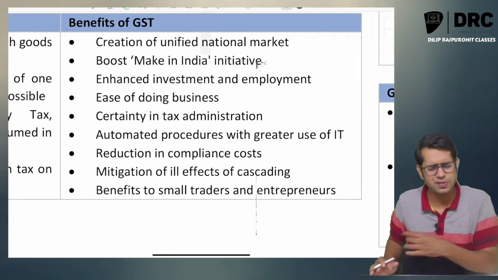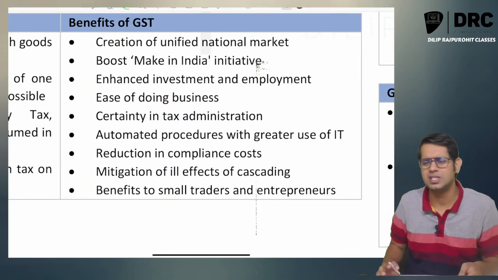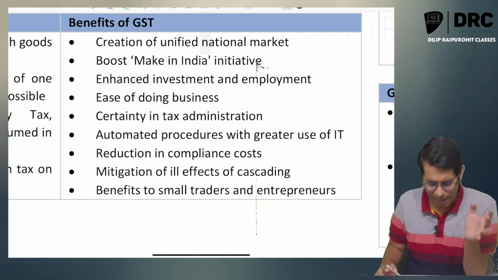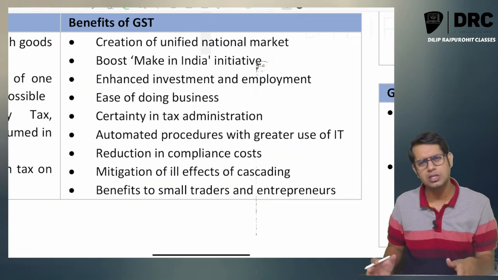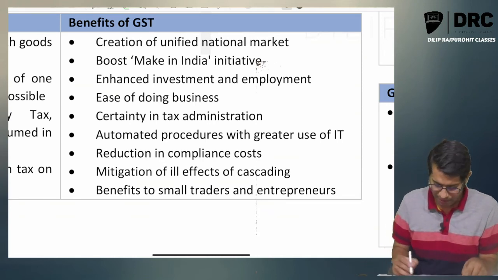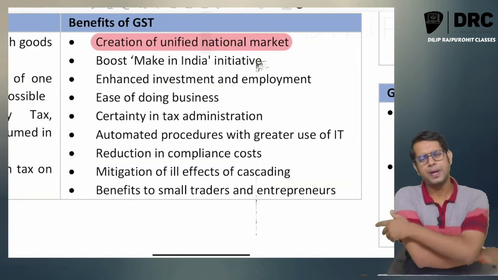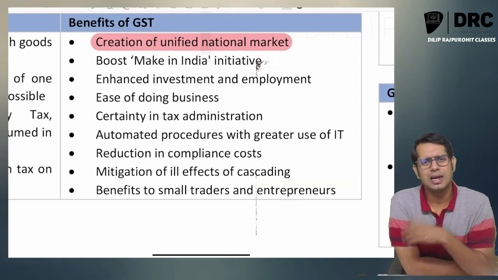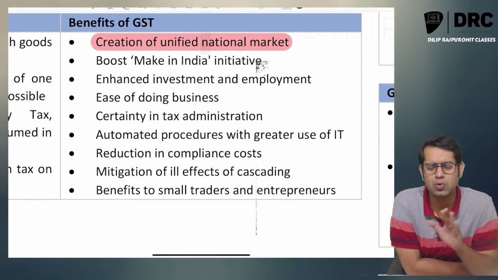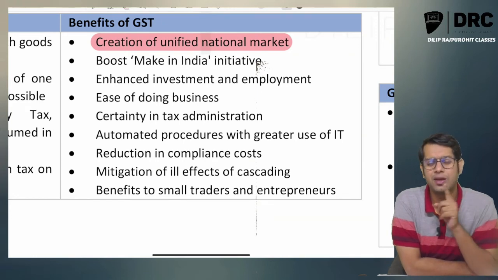Now, what are the benefits of GST law? Because of the introduction of GST law, is there any benefit which we have got? The answer is 100% yes. What are those different benefits? Benefit number one, creation of a unified national market. Now, a person doing business in Karnataka or Tamil Nadu or any other place does not have to worry, because the law is the same everywhere.